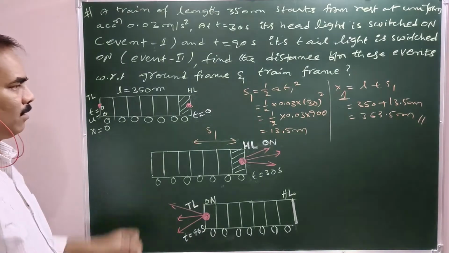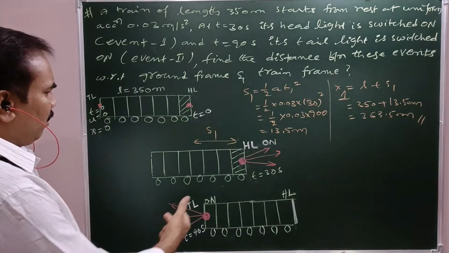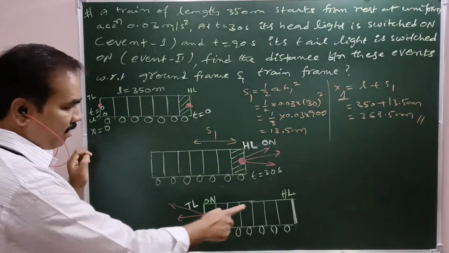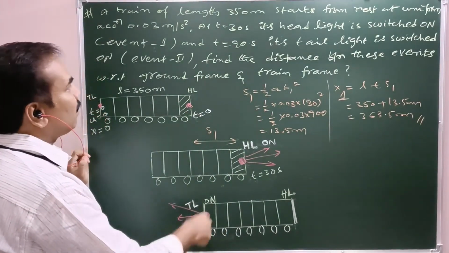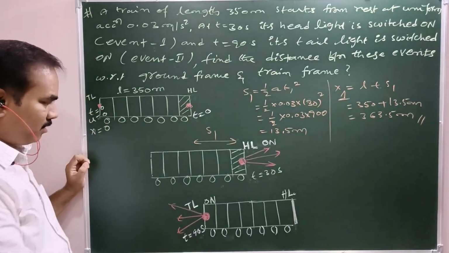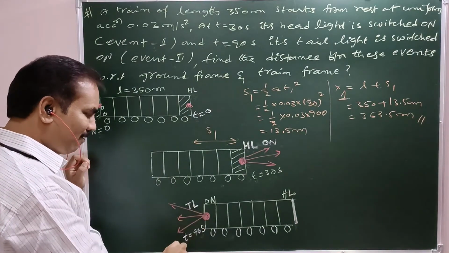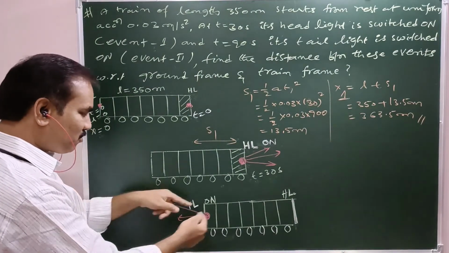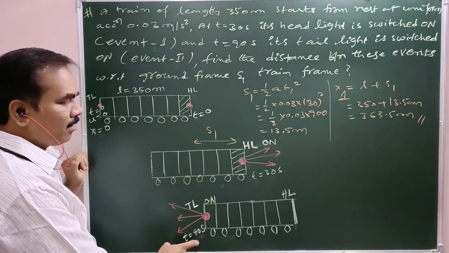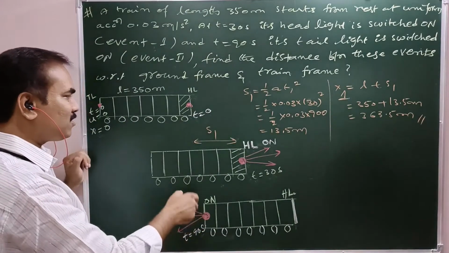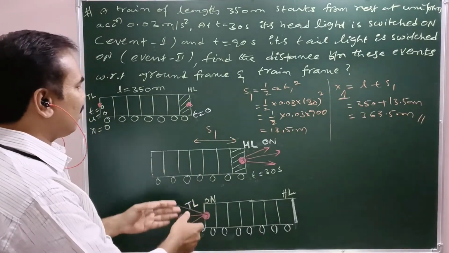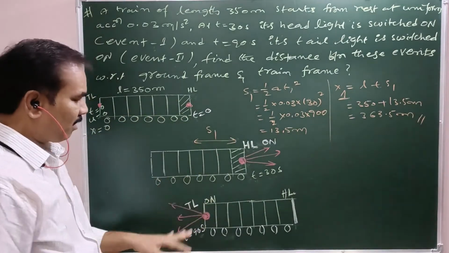Am I right? Now coming to the next event. What is the next event? After 90 seconds from the beginning, what is event 2? That is, the tail light is switched on. See, this is the tail light. After 90 seconds, the tail light is switched on, so light is coming out like that. In fact, all the 3 diagrams are along a straight line only, but to make you understand better, I drew one after the other like that.